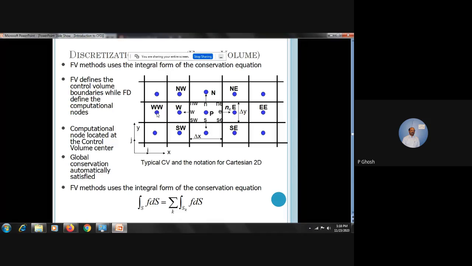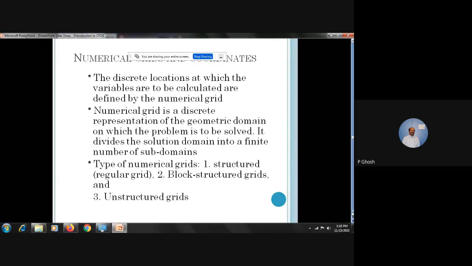As I was talking about, this is a compass notation, so it's north, west, east, south, and global conservation equations have to be maintained automatically. This is the conservation equation you can write from different surfaces, like the x direction, y direction, and the z direction, the summation of the control. Based on that, the discrete locations where the variables are to be calculated are defined as a numerical grid.